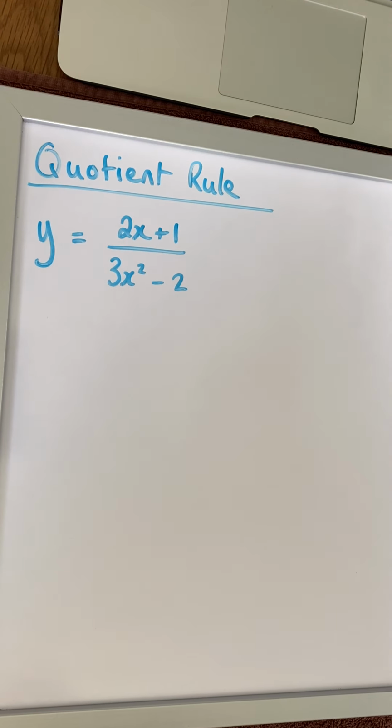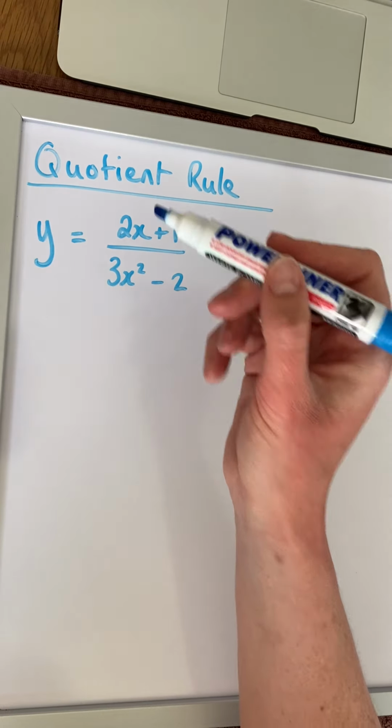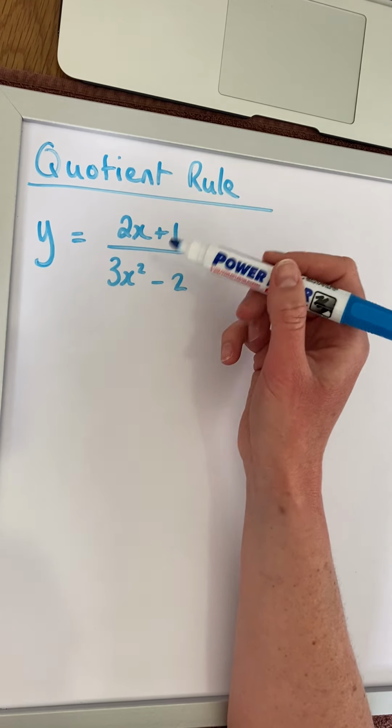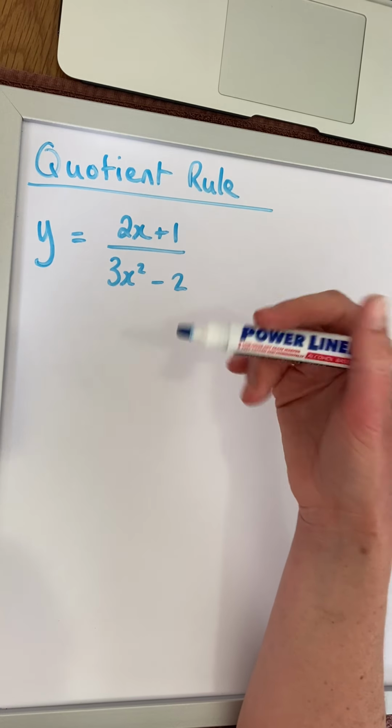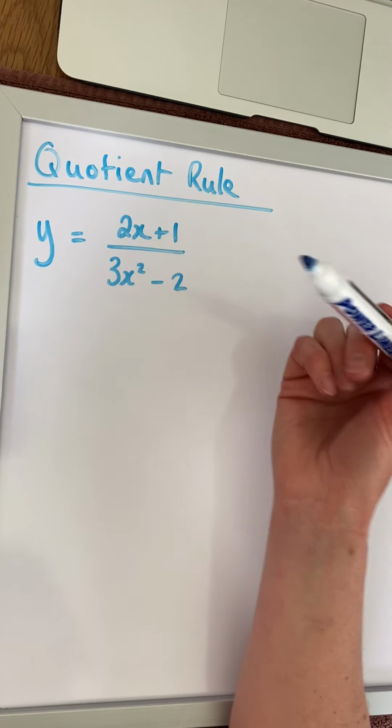Okay, so the next rule that we're going to look at is the quotient rule. Again, the rule is found on page 25 of the log table, so we don't have to learn it off. You just have to know where to find it. And quotient means fraction. So where we have two functions that are divided by each other, so a fraction of two functions, this is the rule that we use.